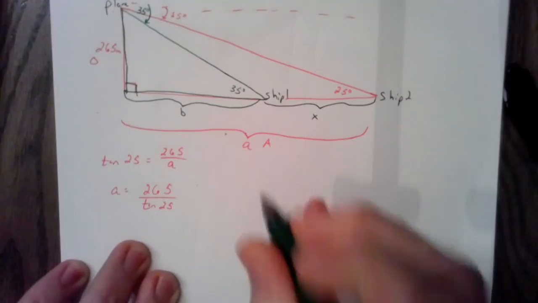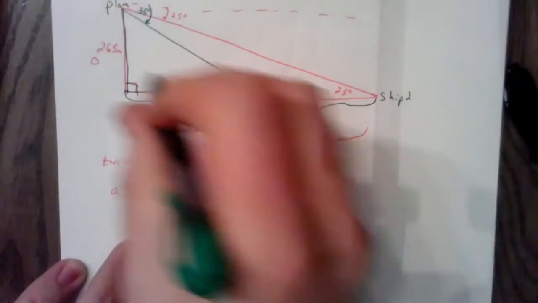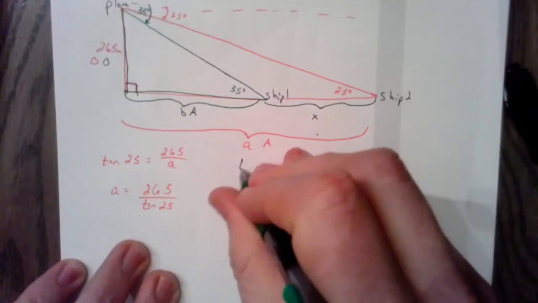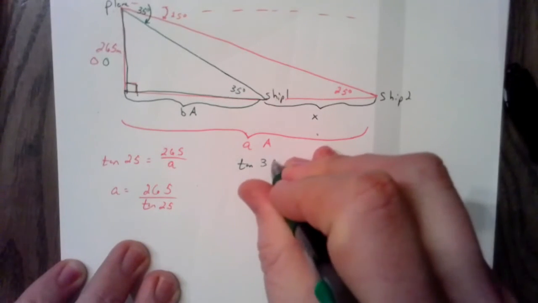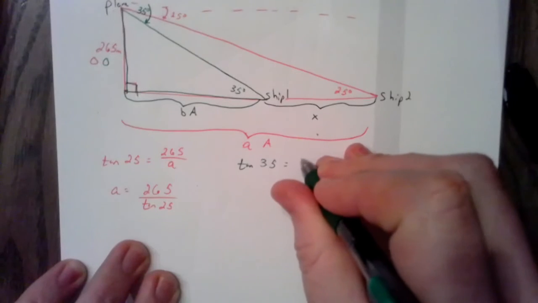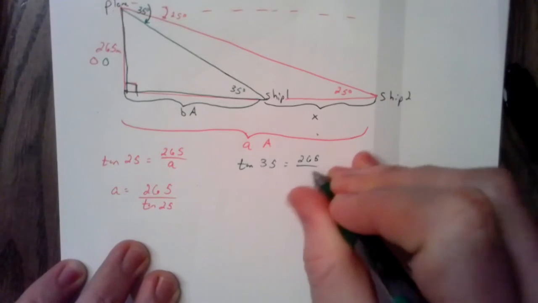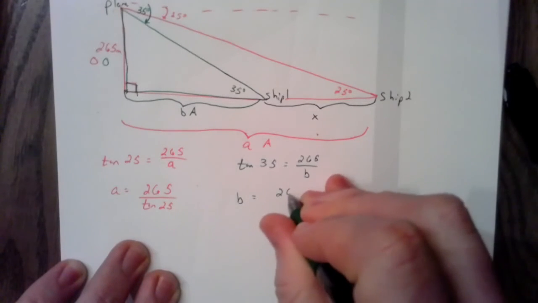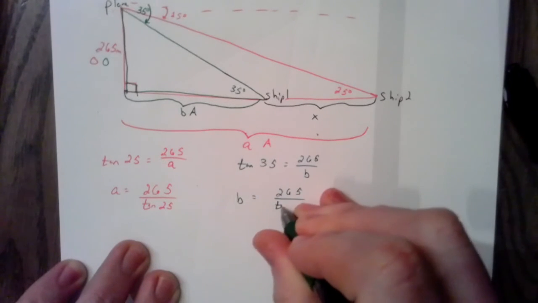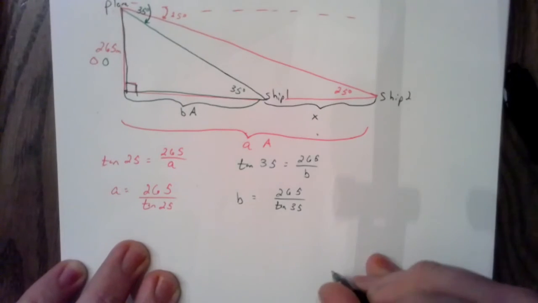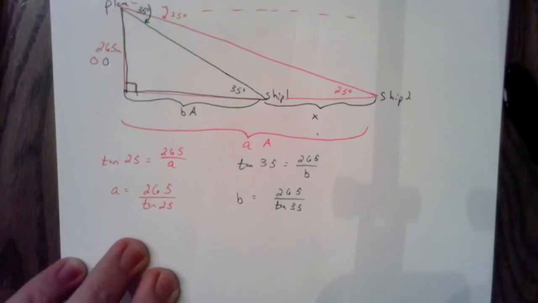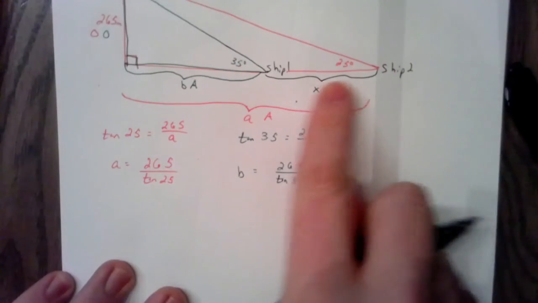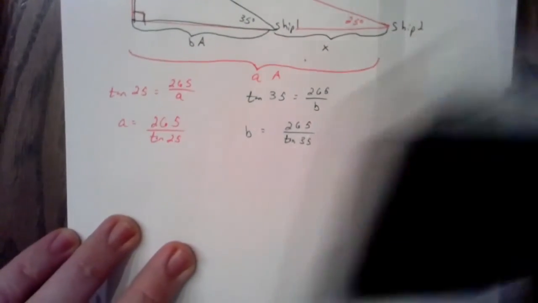Now we're going to take a look at B. Same thing, I've got opposite, I've got adjacent. This is another tangent problem, so the tangent of 35 is going to equal 265 over B. That means that B equals 265 divided by the tangent of 35. And now I can just subtract those two numbers, because if I take my big long red line and subtract my green line, I'll get x. So I'll use my calculator to help me out with this.